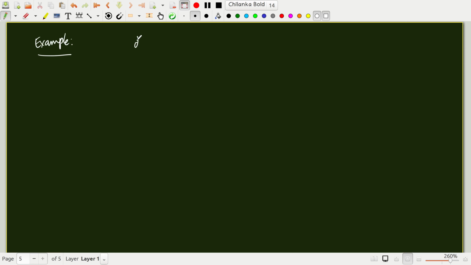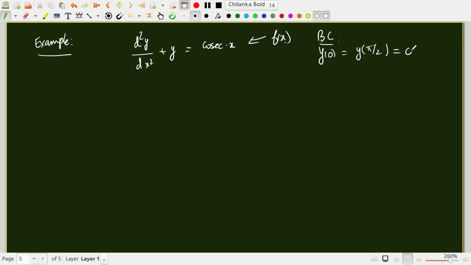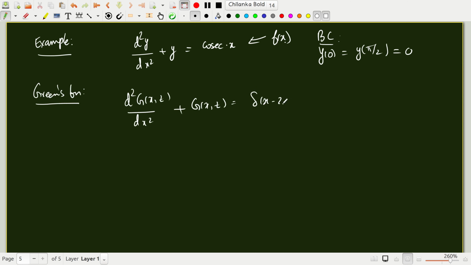Okay, so you have d squared y by dx squared plus y is equal to cosecant x. This is what we called f of x. In this case, f of x is cosecant x. The boundary conditions given to us are y of 0 and y of pi by 2 are 0, homogeneous boundary conditions. So first we have to solve for the Green's function for this problem. How do you do that? You will take d squared g of x,z by dx squared plus g of x,z is equal to delta of x minus z. Instead of the function f, you have a delta function forcing.